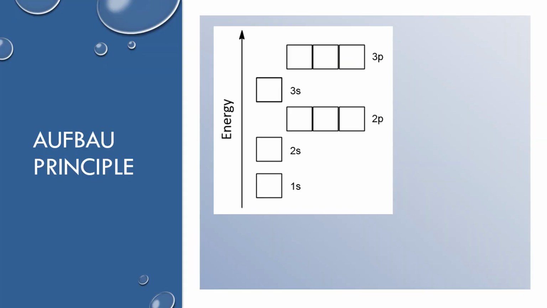Now, the second of our rules for today is called the Aufbau principle, and it states that you always fill in electrons from the lowest energy to the highest energy. So you'll always start at 1s, completely fill the 1s before you go on to 2s, completely fill the 2s before you go on to 2p, completely fill the 2p before you go on to 3s, etc. So lowest energy to highest energy.